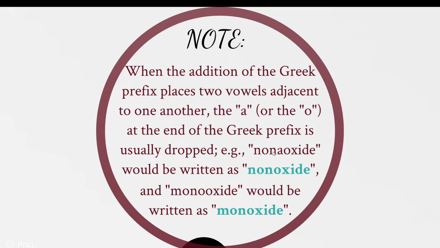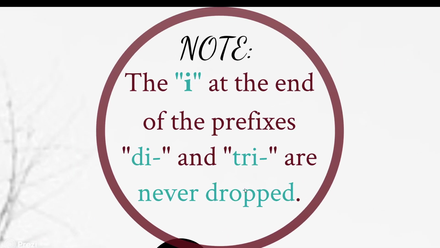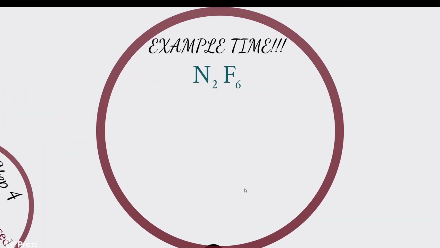All right. When a Greek prefix is placed in front of a vowel, we'll go ahead and drop the A from the prefix and keep the vowel. So, for instance, instead of monooxide, we're going to drop the O from the mono and have monoxide. And if it has an I, it's never going to be dropped. So let's go ahead and look at this one right here.